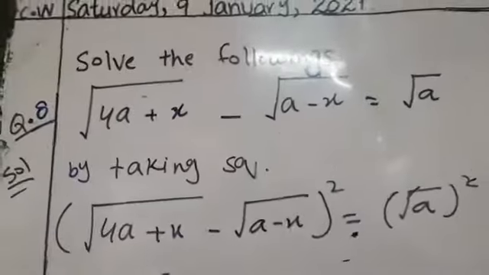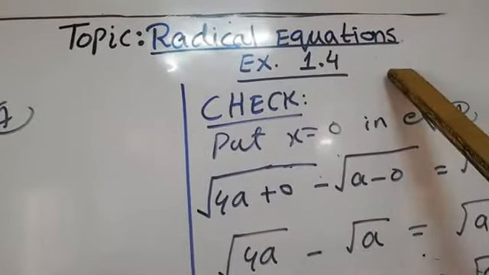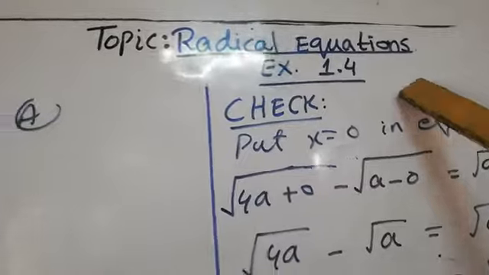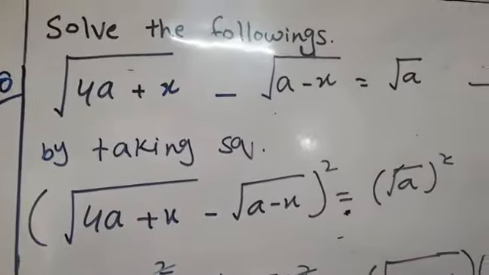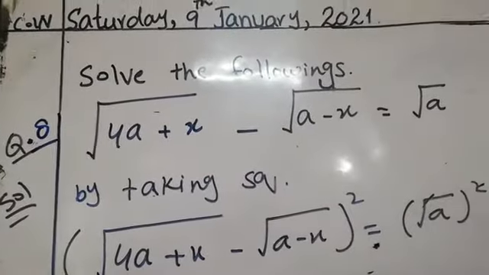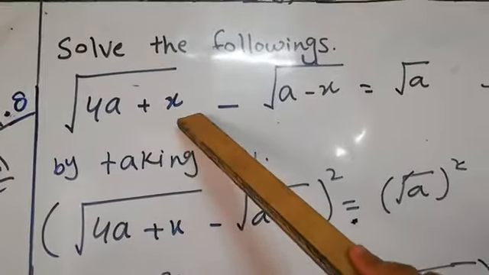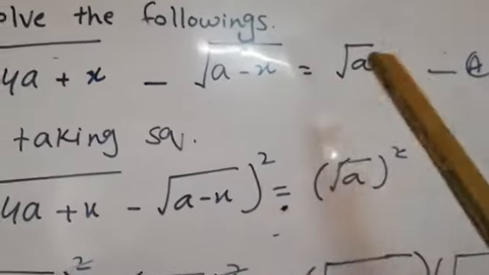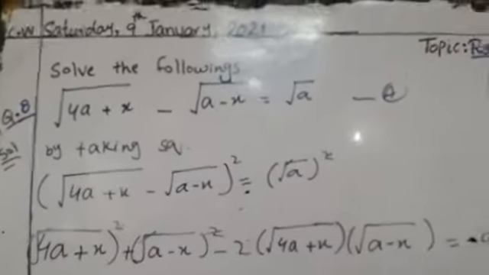Now we will continue, my dear students, with exercise 1.4, radical equations, from the Punjab Textbook Board, Bahawalpur. We have done some questions in our previous video, and now this is the second part of this exercise. Question number 8: square root of (4a plus x) minus square root of (a minus x) equals square root of a. This is equation number A.